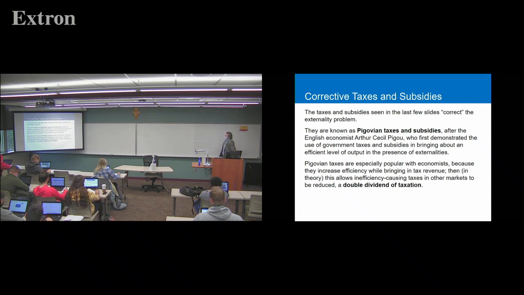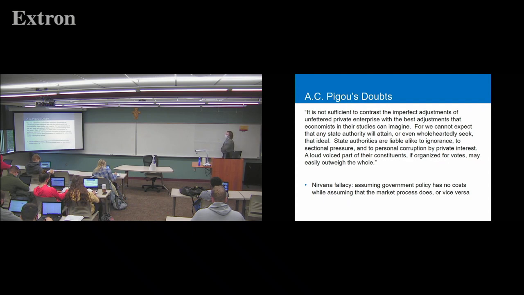And despite that, the political process itself is imperfect. So Pigou, who came up with this idea, talked about this a lot. He was a big fan of using it. He also noted the drawbacks to it. So he said, it's not sufficient to contrast the imperfect adjustments of private enterprise with the best adjustments economists in their studies can imagine. We cannot expect that any state authority will attain or even wholeheartedly seek that ideal. State authorities are liable alike to ignorance, to sectional pressure, to personal corruption by private interest. A loud voice, part of the constituents organized for votes, can easily outweigh the whole.